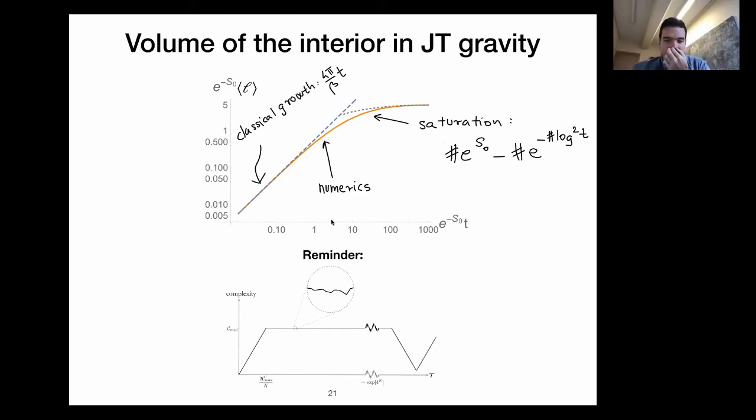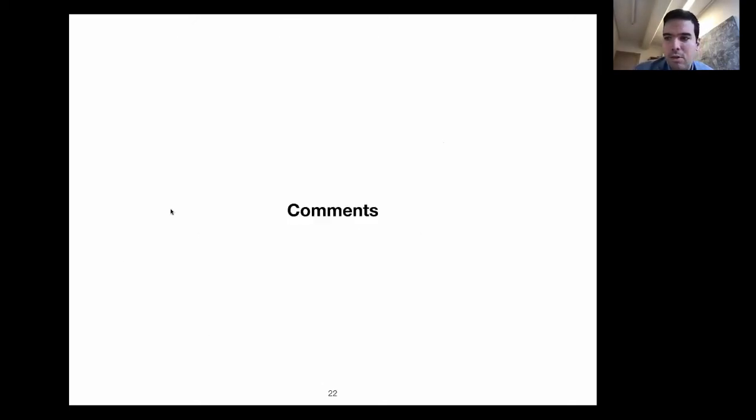Okay, and just a reminder: why are we happy about this? We're happy about this because this is what we were expecting complexity to do. Okay, so let me give some comments about this behavior that we find here. So that's going to be the rest of the talk.